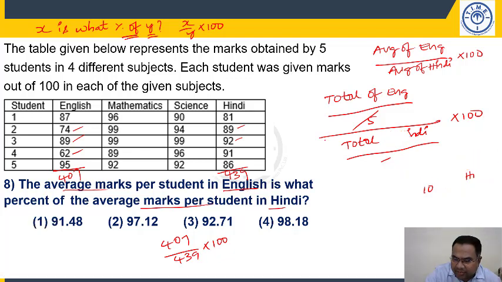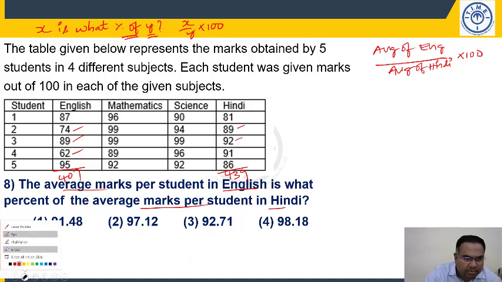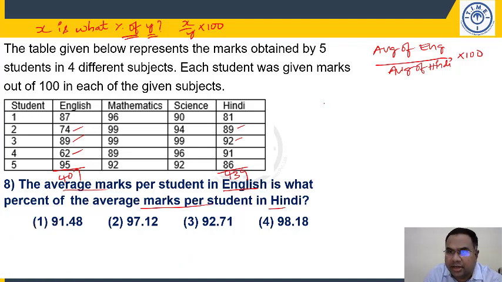Let me write this. So average is by 5 by 5. So total of English by total of Hindi into 100. So it is coming around 407 by 439 into 100. What's the percentage? By this time you should have calculated 407. I'll do it like this: by 439 into 100. Now, if it is 439 by 439 into 100, I can say clearly it is 100%. But it is not 439, it is 407.